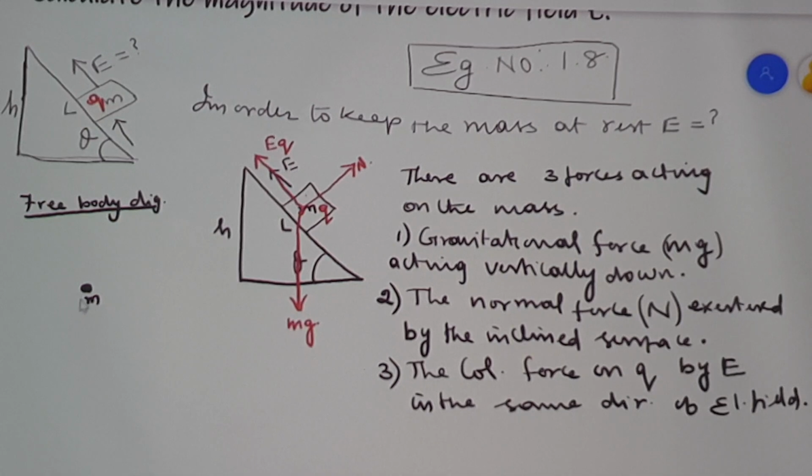What are the three forces on this point mass M? Vertically downwards, you have the gravitational force mg. Then perpendicular to the surface, you have the normal force N acting. And along the direction of the electric field, you have the electrical force due to the electric field, called the Coulomb force, which is EQ. So this is the free body diagram.